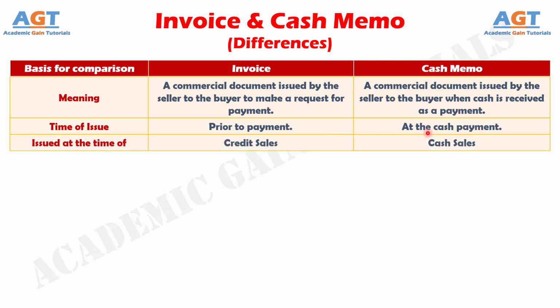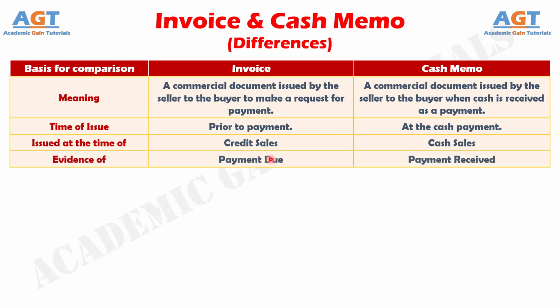Number 3. An invoice is issued at the time of credit sales, while cash memo is issued at the time of cash sales. And, difference number 4. An invoice is an evidence of payment due, while cash memo is an evidence of payment received.